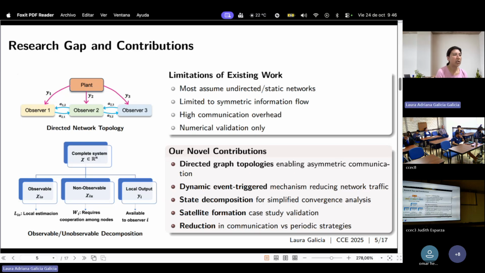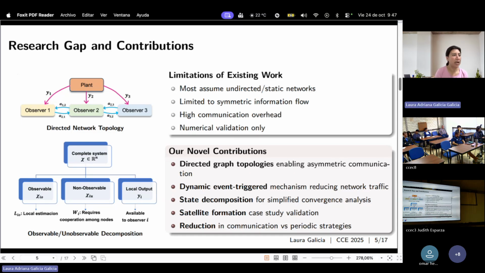Now, looking at our contribution with these diagrams, we see our directed network topology, unlike traditional undirected graphs. This allows for asymmetric communication patterns that better model real-world scenarios where information flow isn't necessarily bidirectional.